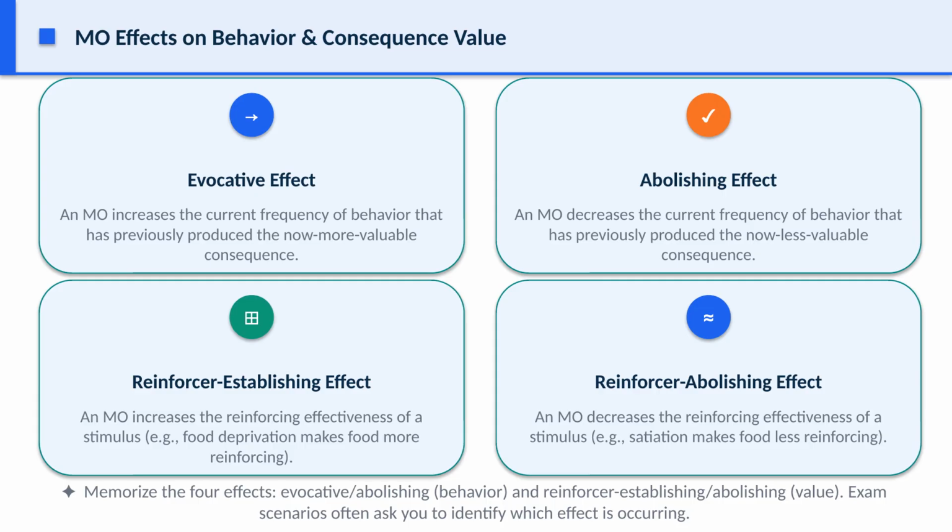Conversely, after eating a large meal, satiation has an abative effect. It decreases behaviors aimed at getting food, and a reinforcer abolishing effect, making food less reinforcing. These four effects always occur in pairs. The same MO simultaneously alters both behavior frequency and consequence value. Expect scenario-based questions on the exam where you must identify which effect is being demonstrated. So practice pairing each MO with its dual impact on behavior and reinforcement.